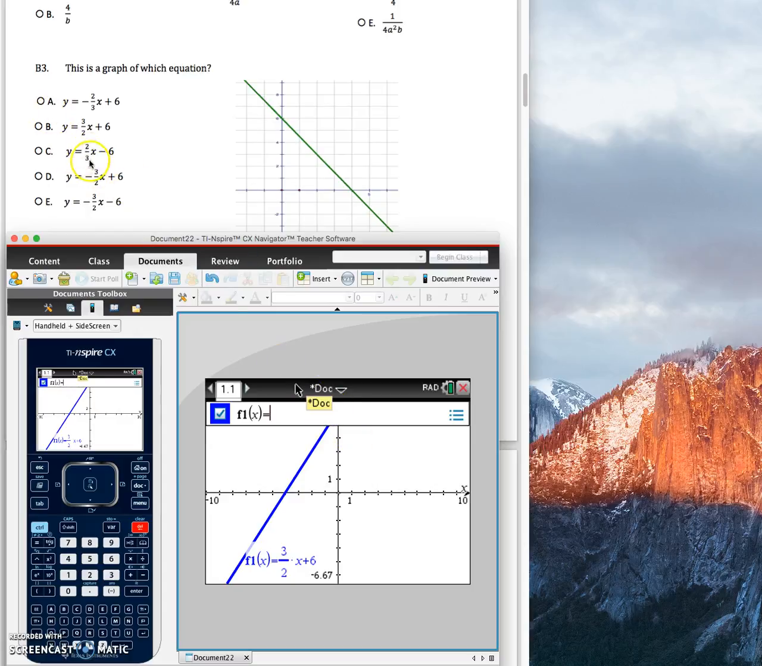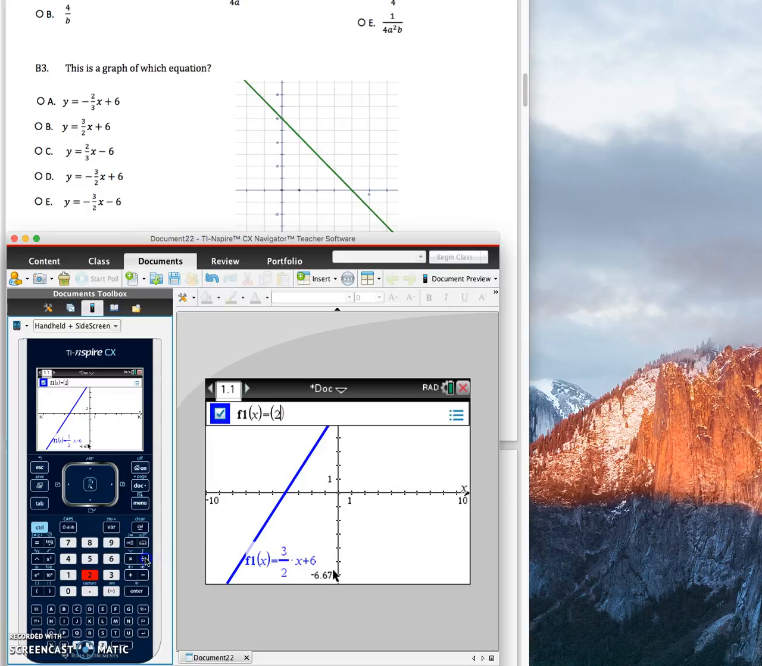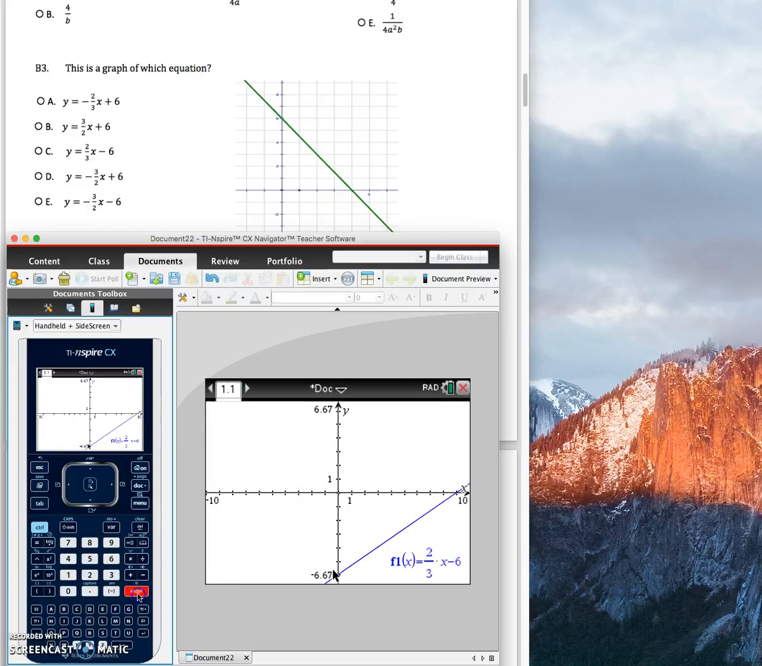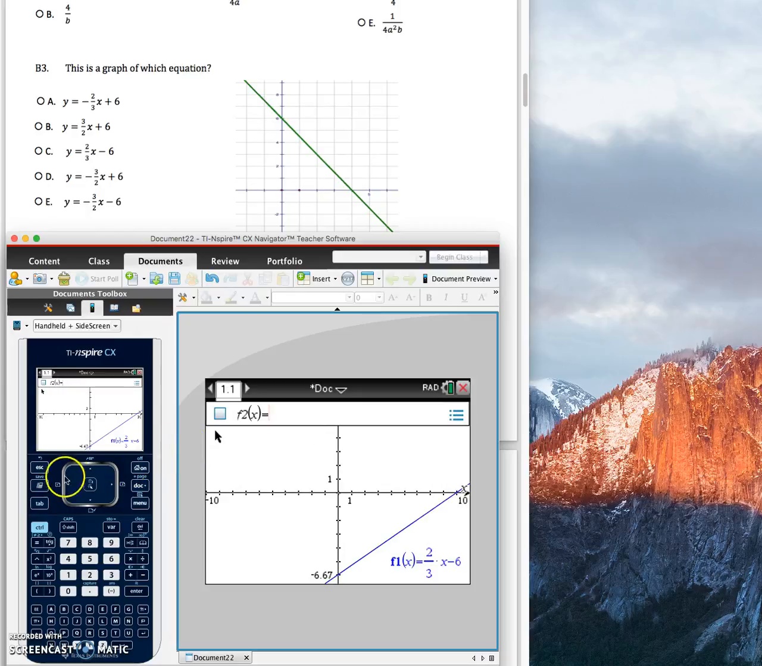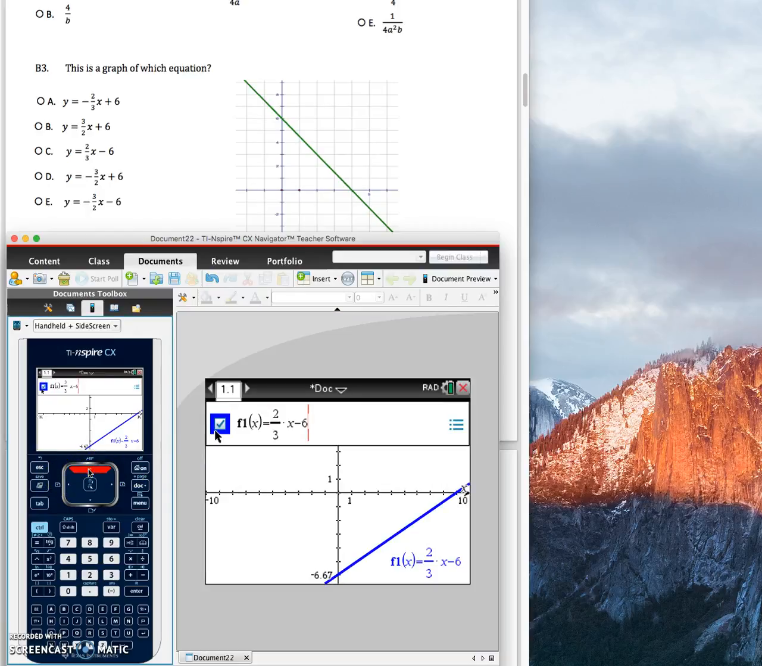Let's go ahead and delete this. The next one is 2/3, so let's do parentheses here. 2 divided by 3, close parentheses, x, subtract 6. And graph. It's not it. Doesn't look anything like that one up there. Let's again go back to the menu, the graph, the function, and we'll just arrow up. Go ahead and delete this one.